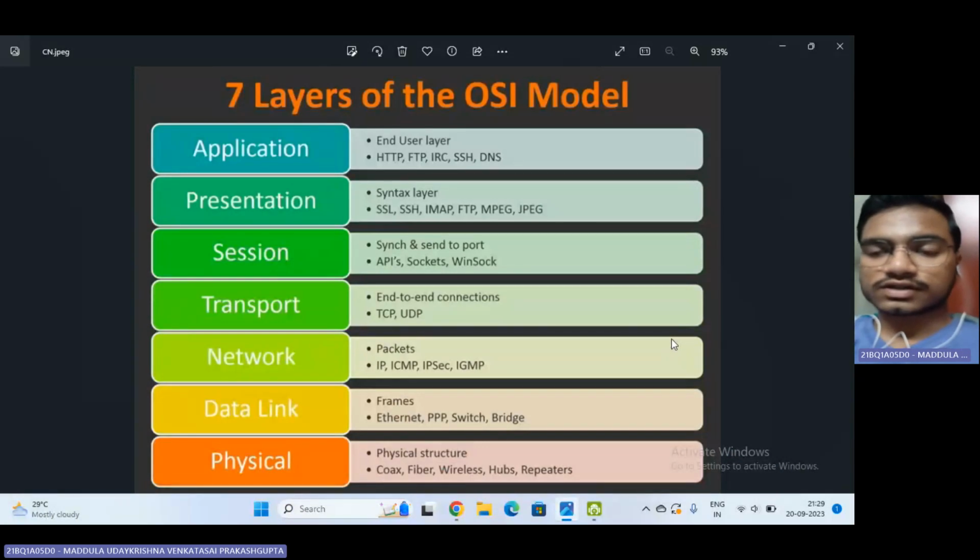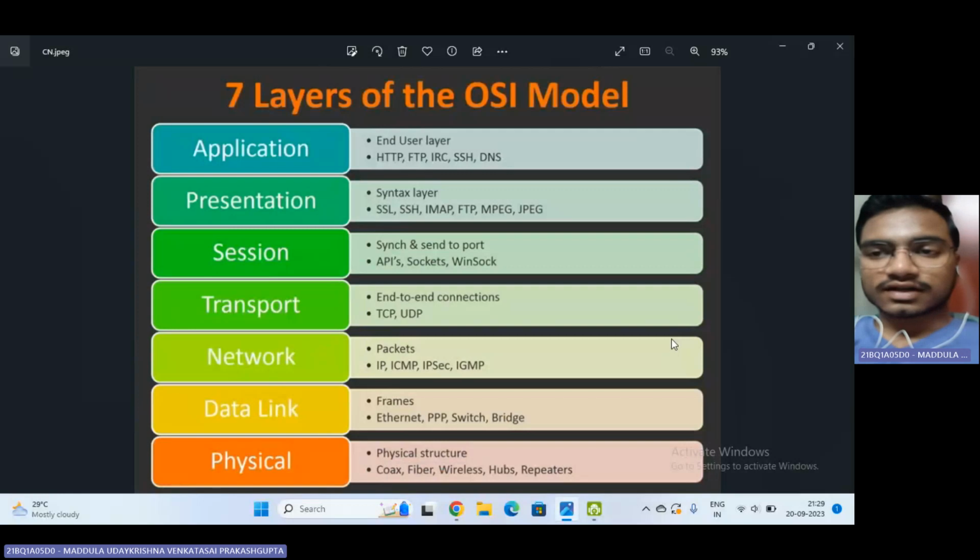Today I am going to give the seminar on the topic OSI layers of computer networks. OSI stands for Open Systems Interconnection, which was proposed by ISO, the International Organization for Standardization. It is one of the models that was proposed to perform intercommunications, and there are a total of 7 layers.